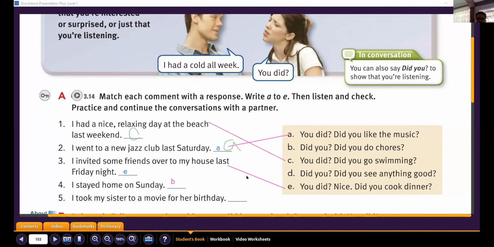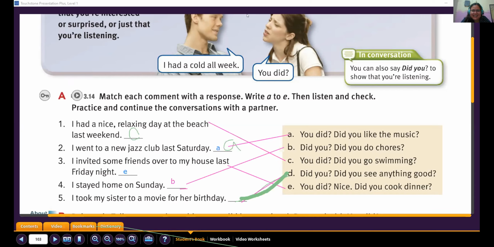Teacher, ¿qué significa eso? Did you do chores? La palabra chores. What's the meaning of chores, teacher? Ah, chores. Activities at home, yes. What you do at home: wash the dishes, do the laundry, cook. In the house, at home, your activities.